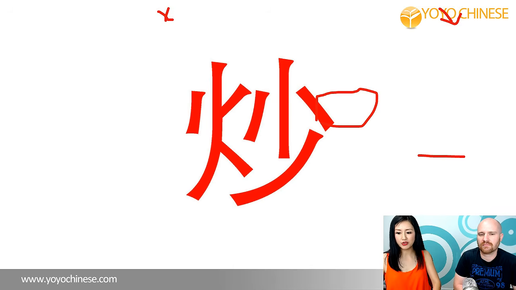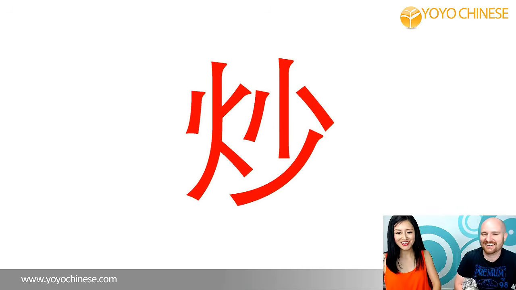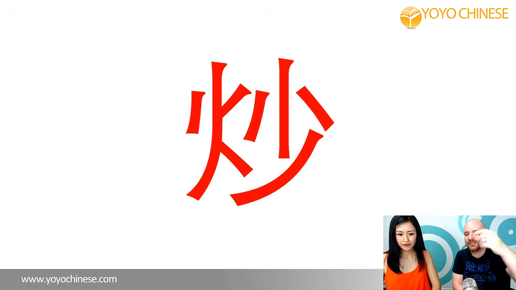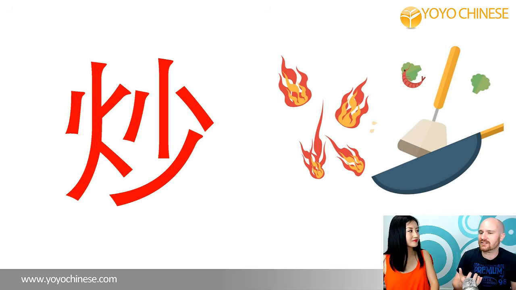Okay, so the last character we're teaching you is chao, which means to fry. And that's like the image of that guy cooking, right? The image of the guy cooking with the wok. And this chao is chao fan or chow mein, so fried.